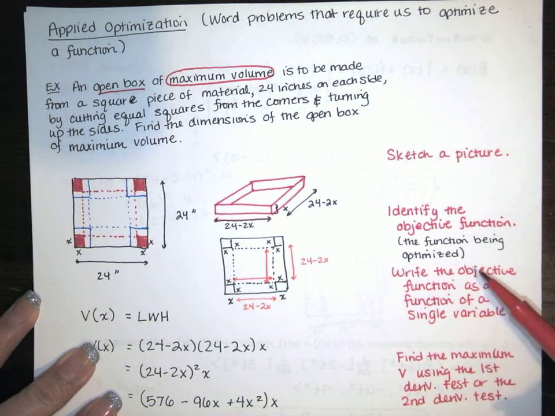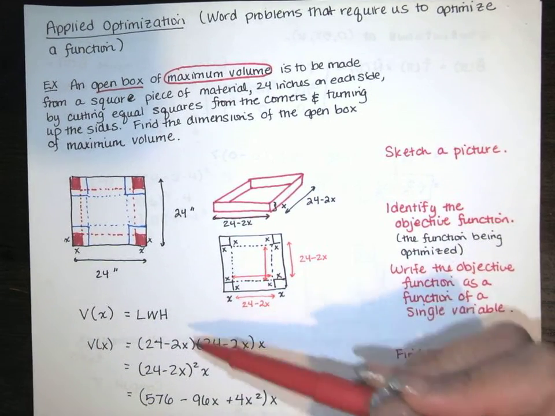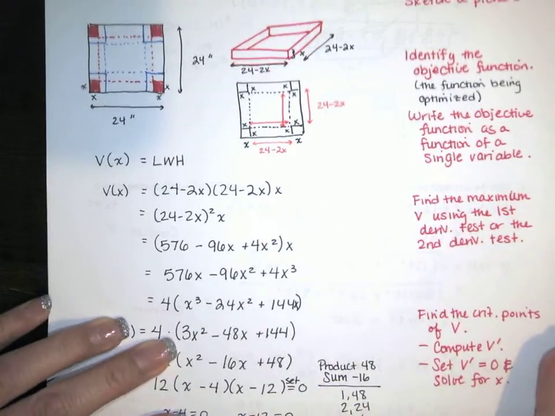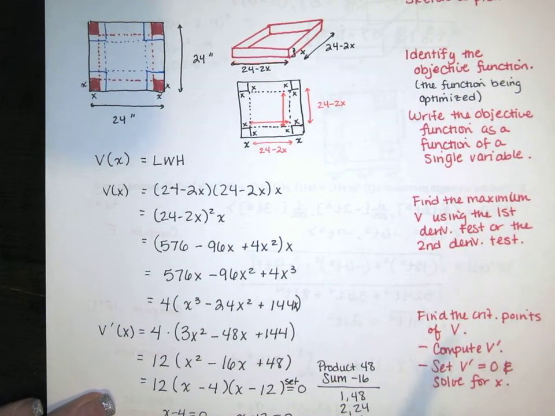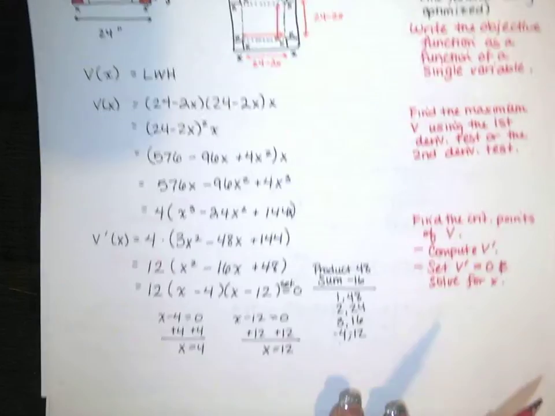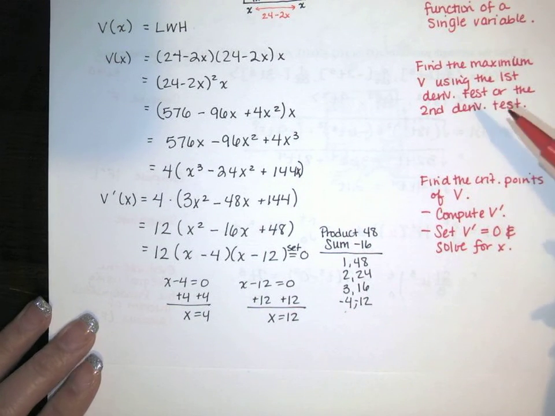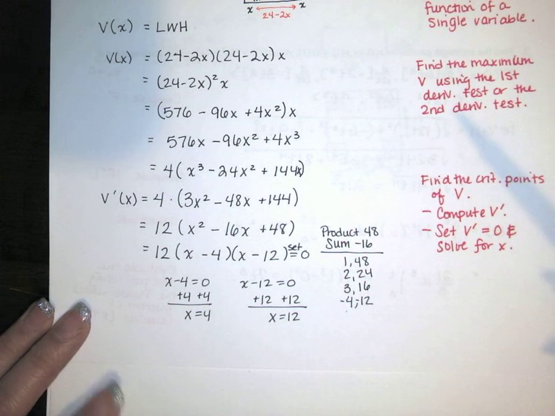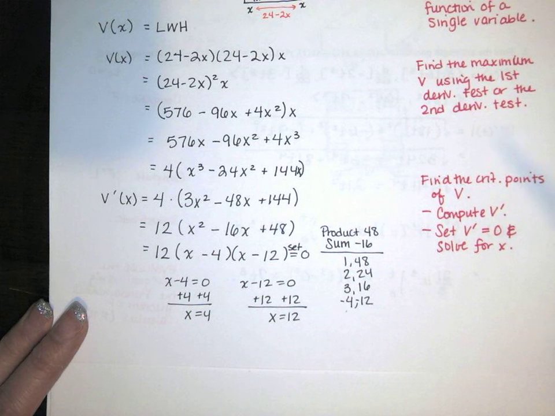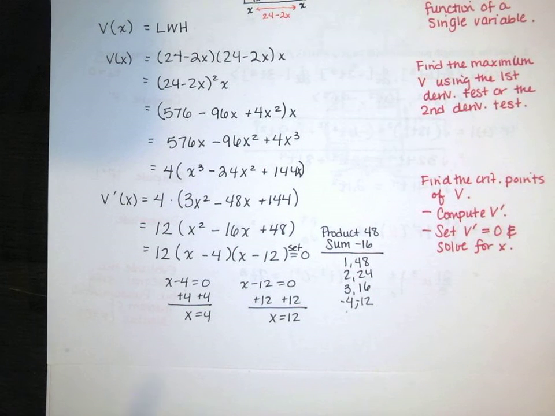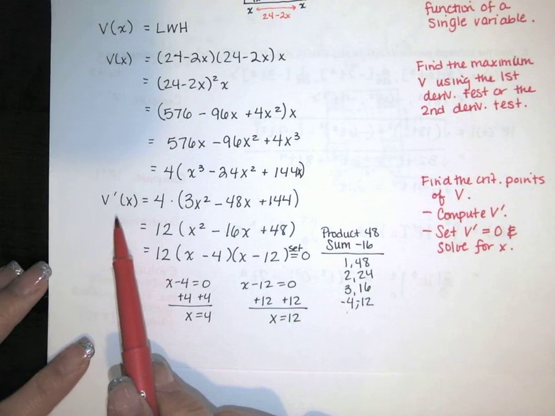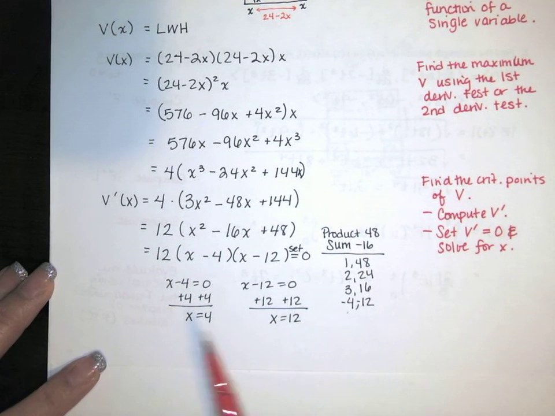Okay, so you write the objective function as a function of a single variable, and we did. And then we optimize the function. We're trying to find the maximum. So we said we can use either the first derivative test or the second derivative test. Now they both start the same way. You have to find the critical points. Those are possible x values of our minimum and maximum values of the volume function. So we compute the derivative, we set it equal to 0 and solve for x.